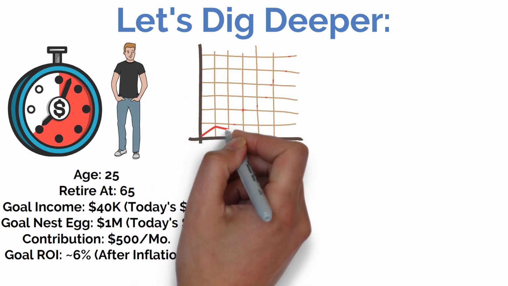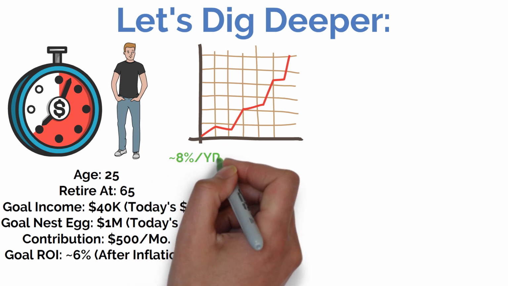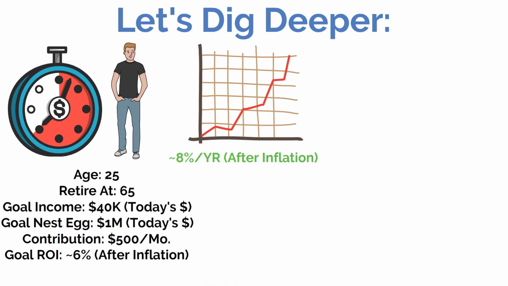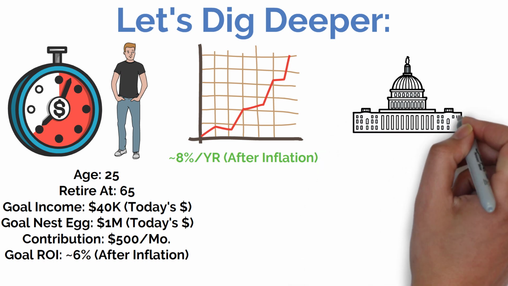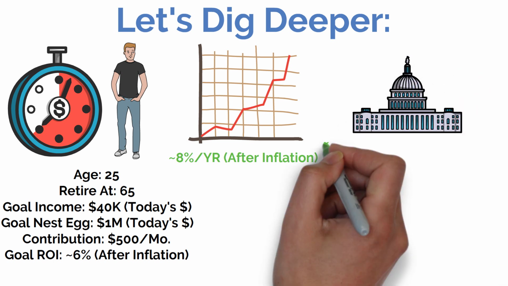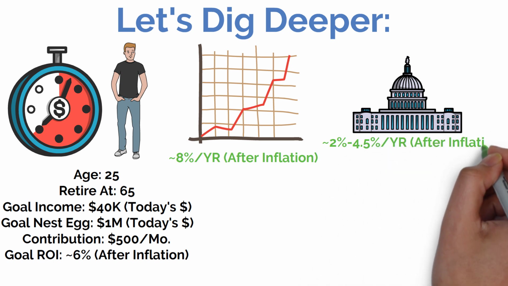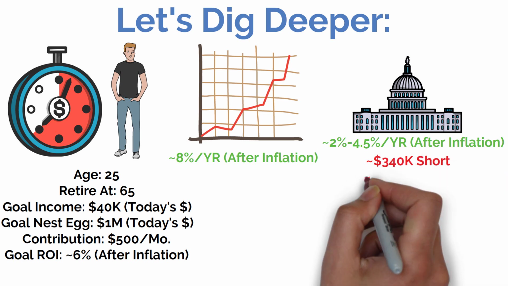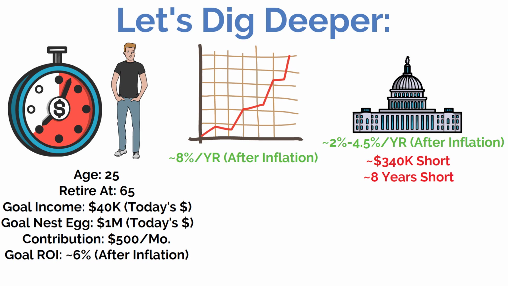For instance, even after the down year that we had in 2022, the rolling 40-year inflation-adjusted return by the end of that year for the total stock market was about 8%. However, if John went with bonds, which over the same time frame had returns closer to 2 to 4.5 or so percent per year, depending on if you're looking at short-term or long-term bonds, John would miss his goal by at least $340,000, or a bit north of 8 years worth of work. That's quite a lot of extra hassle to deal with at the end for John.